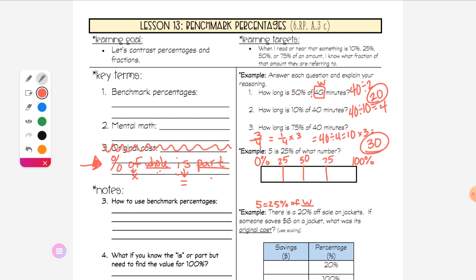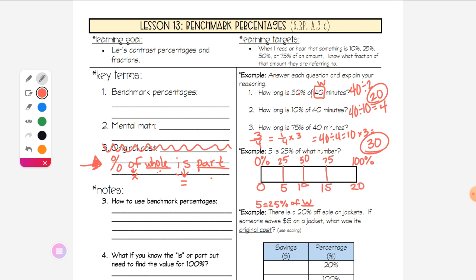Now, I have to put the 5. We know that 5 is a part because of where it's given in the problem. Where does it go? Jack? Because if I just read this, 5 is 25%. What does "is" mean? Equals. 5 equals 25%. So if 5 is equal to 25%, I put it right there. How does that now help me? Jack? Now we know we're counting by 5s.